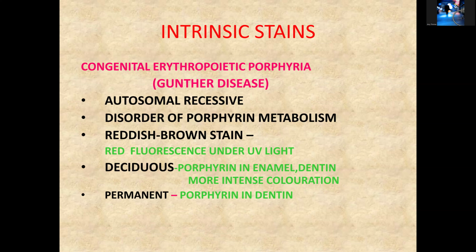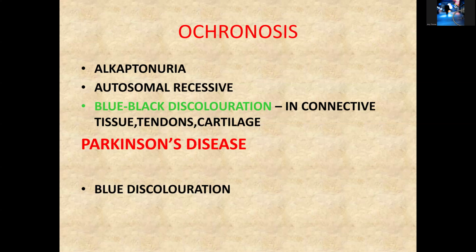Coming to intrinsic staining, the most important one is congenital erythropoietic porphyria. It is an autosomal recessive disorder, a disorder of porphyrin metabolism, which can result in a generalized reddish brown staining of the teeth. Here, it causes red fluorescence under UV light. It can also be seen in the deciduous dentition, involving both enamel as well as dentin.